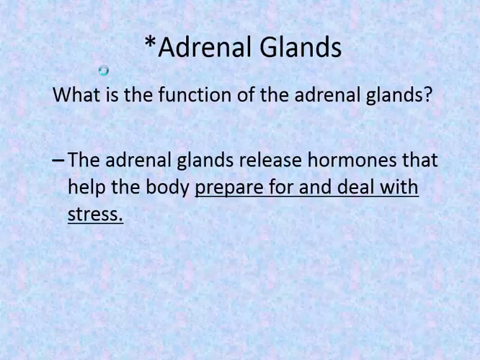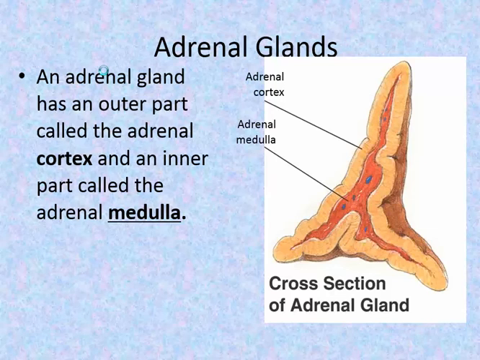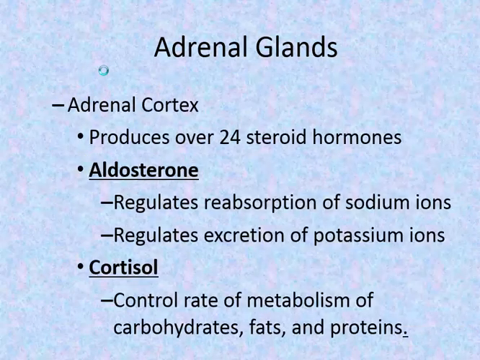Adrenal glands, we know that these are on top of the kidneys, and they help to deal with stress, that fight or flight response. Here they are right here. And you have what's called the adrenal cortex, which is the outer layer, just like we did with the kidney. And then you have the adrenal medulla, which is the inner part. The cortex produces over 24 hormones. Two main ones that you need to know about are aldosterone and cortisol. Then here I've got what they do.